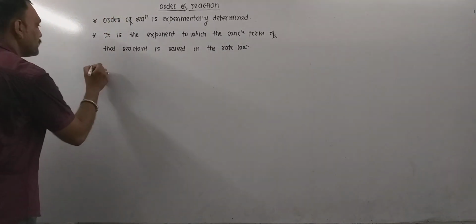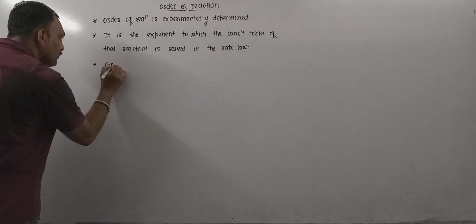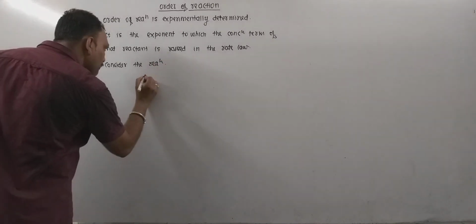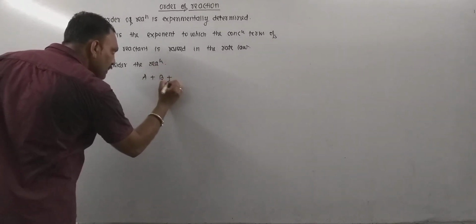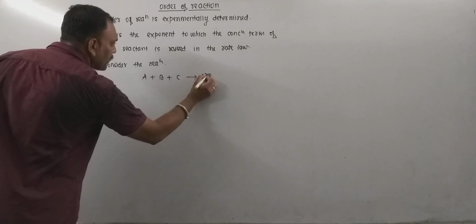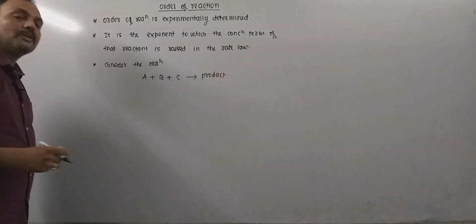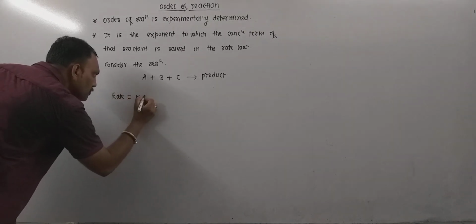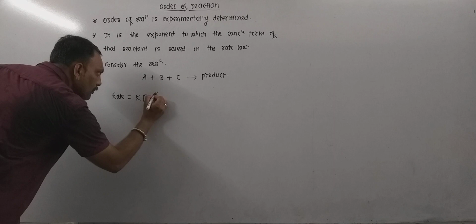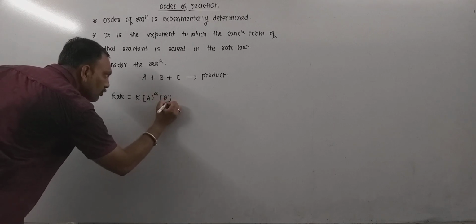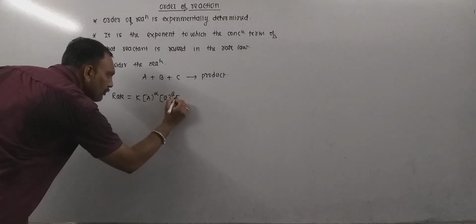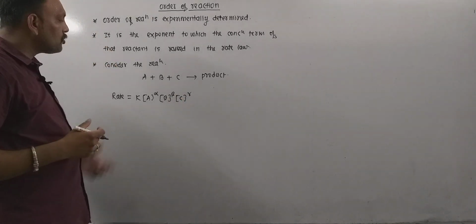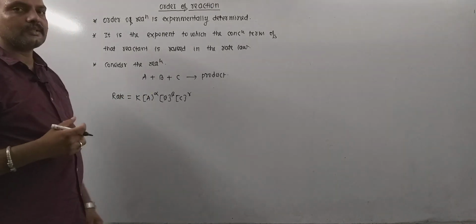Now let us consider a hypothetical reaction of the type A plus B plus C gives product. Suppose the rate law for this reaction is rate equals K into concentration of A to the power alpha into concentration of B to the power beta into concentration of C to the power gamma. So this is the rate law for the given reaction.